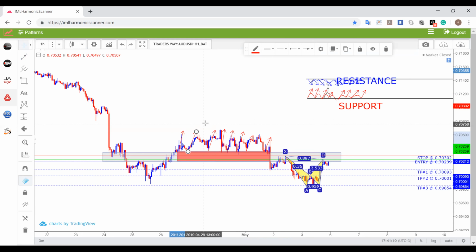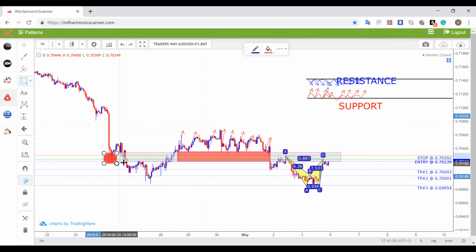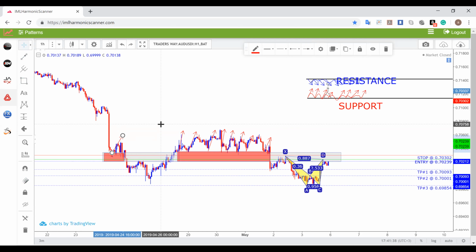Y'all seeing these red arrows or should I put them black? Let me know. Now, this is another area of support too. As you can see, price touched and went up. Now, this is support. This is what you want to consider to be support, right?